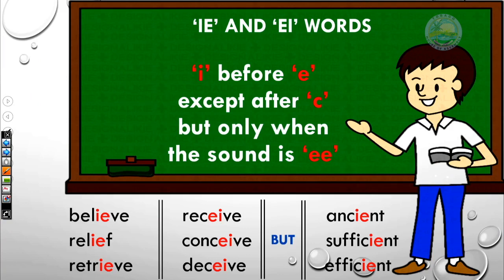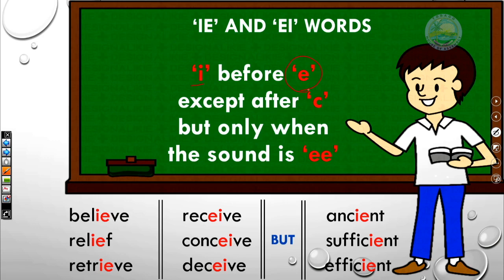Let us say it one more time. I before E, except after C, but when the sound is E. Let us look at our examples that are right under here. Remember, I before E, except after C, but only when the sound is E.